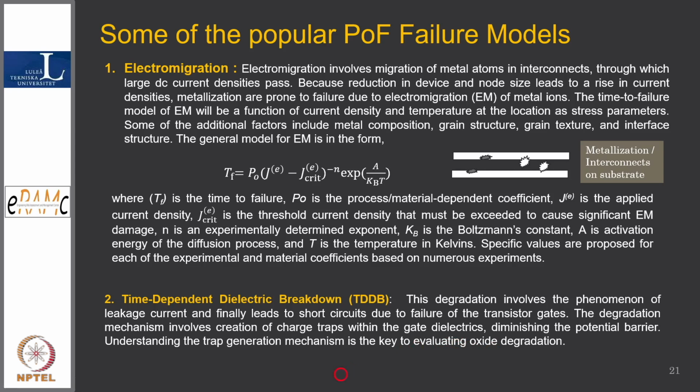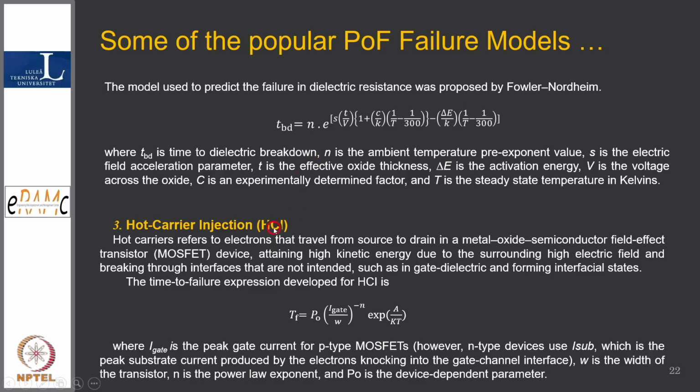Okay, and the model for this is the time to breakdown, TBD, equal to N into, it's a long formula, activation energy. So this is the Boltzmann constant, temperature, and then we have some constant, and voltage driven, and S is another coefficient we have here, and N is the ambient temperature pre-exponent value. Like that this model has been built, and it is more complex than the electromigration one, and delta is the activation energy.